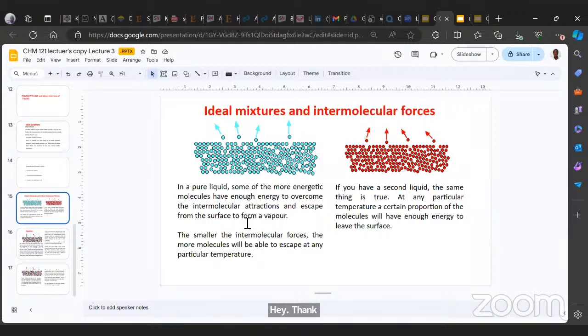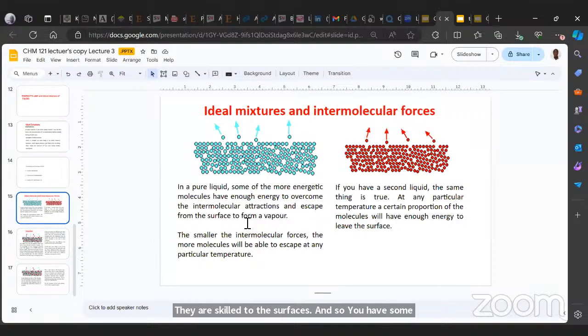In pure liquids, some of the energetic molecules have enough energy to overcome the force on top, and so they escape to the surface. They escape to the surface. And so you have some vapor, even though it's a liquid.